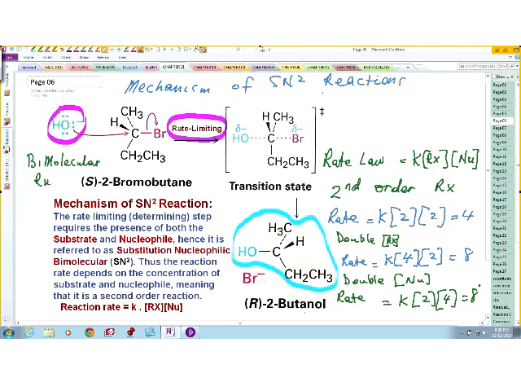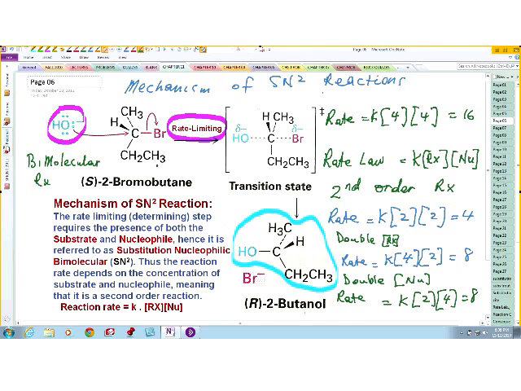Now what if you double the concentration of the substrate and you double the concentration of the nucleophile? What do you think will happen? Exactly. Very good. So you see that the rate of the reaction is quadrupled. That is how we get to know what type of mechanism this reaction undertakes.